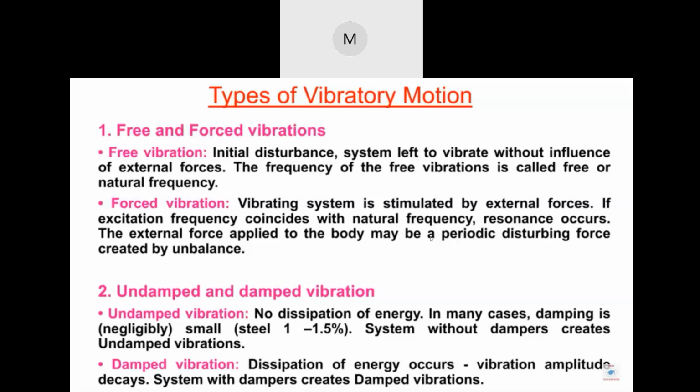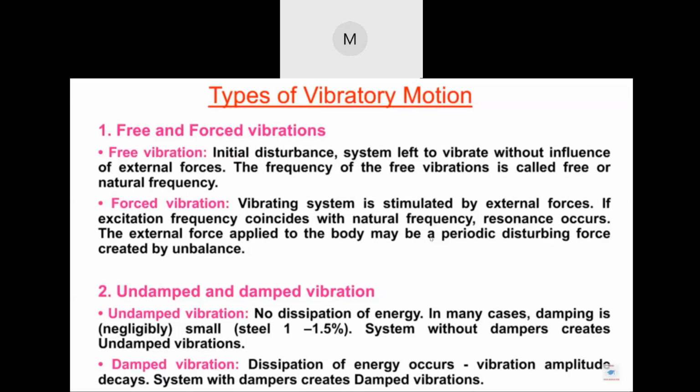When no external force acts on a body, after giving an initial displacement, the body is said to be under free or natural vibration. Initial disturbance is given to the body and the system is left to vibrate without influence of external forces. The frequency of free vibration is called the natural frequency. This we have previously studied.